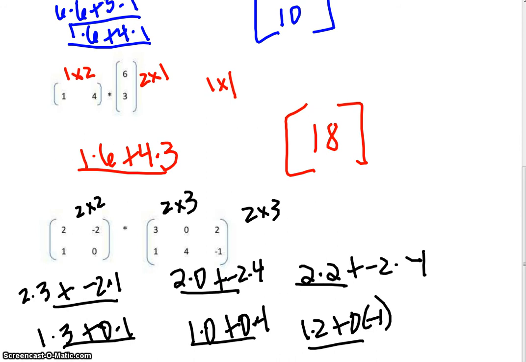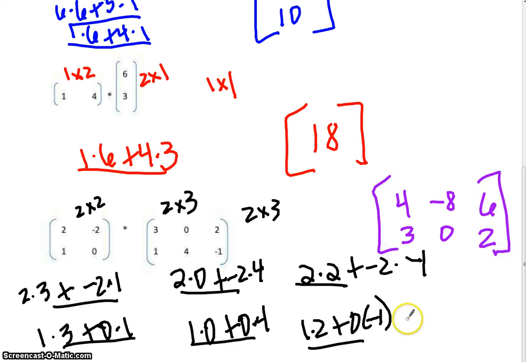So I'm going to change colors so you can find my answer over here. 2 times 3 is 6, minus 2 is 4. 0 minus 8 is negative 8. 4 plus 2 is 6. And on the bottom, you're going to say 3 plus 0 is 3. 0 plus 0 is 0. And 2 plus 0 is 2. So your answer is 4, negative 8, 6, 3, 0, 2.